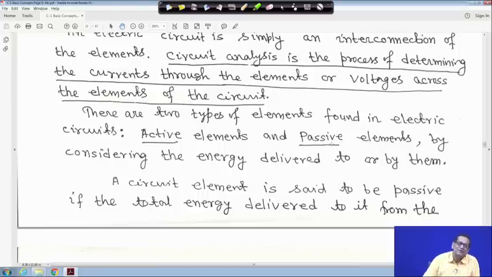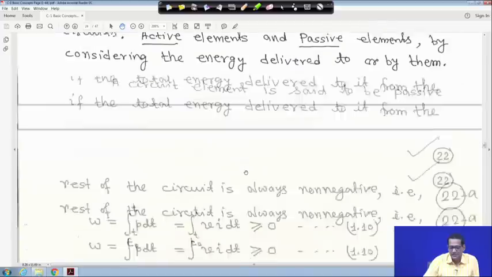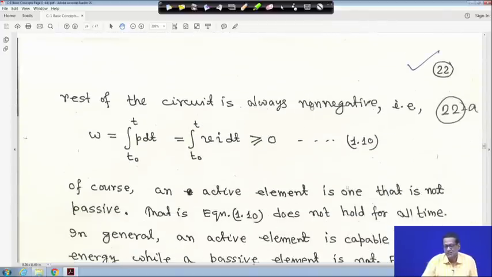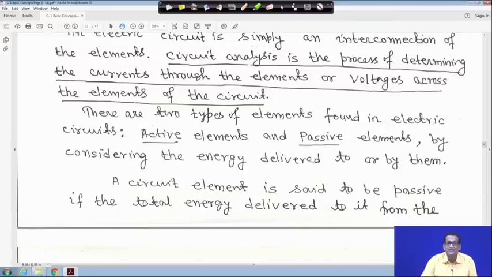Actually, active elements are those which are not passive, or in other words, passive elements are those which are not active, by considering the energy delivered to or by them. So, a circuit element is said to be passive if the total energy delivered to it from the rest of the circuit is always non-negative. That means it can be 0 or positive.